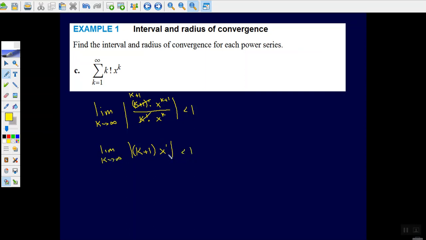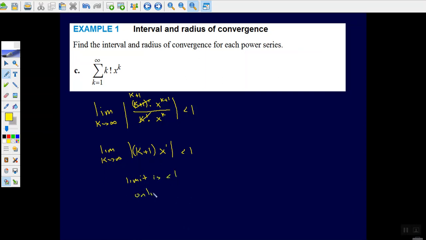But now we imagine, okay, x could be chosen to be any number we want. If x were 0, the expression here would always be 0, and of course the limit would be less than 1. However, if I pick any other value of x other than 0, like say x equals 2, this would now become k plus 1 times 2, and if k becomes infinite, this limit is going to be infinite. It will not be less than 1. The only way to make this limit be less than 1 is if the x value is 0.